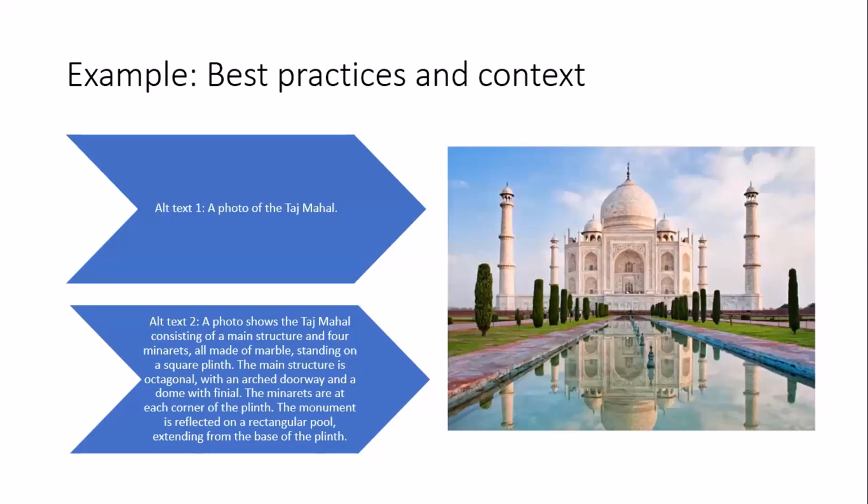So here, for example, the second alt text shows more description, considering that this has been taken from an architectural book. A photo shows the Taj Mahal consisting of a main structure and 4 minarets, all made of marble, standing on a square plinth. The main structure is octagonal with an arched doorway and a dome with finial. The minarets are at each corner of the plinth. The monument is reflected on a rectangular pool extending from the base of the plinth. So this is how you will write in case it is an architecture book.